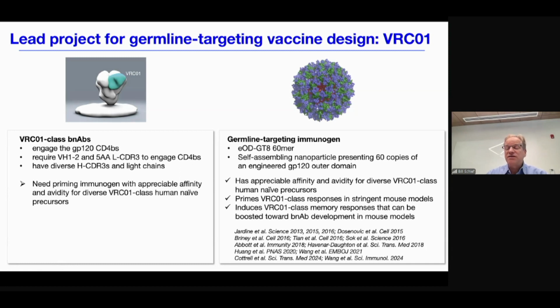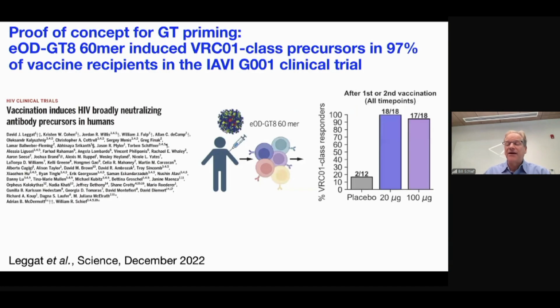So the key question for us was, we did a lot of work in mice and a lot of engineering, and we have lots of structures, but is it actually going to work in a human, which is where it needs to work? So we carried out this clinical trial, IAVI G001, and we published the data a little more than a year ago, and we showed proof of concept for germline targeting priming.